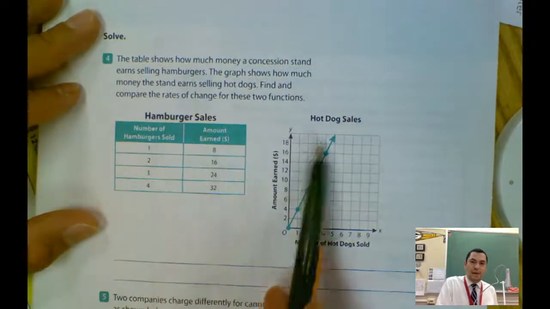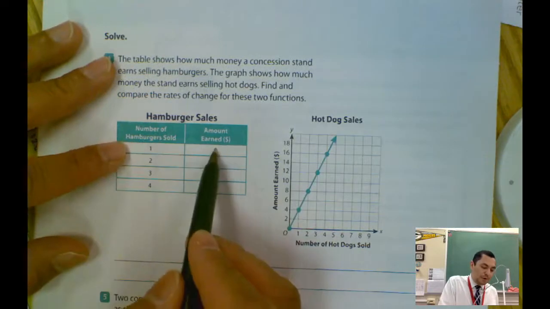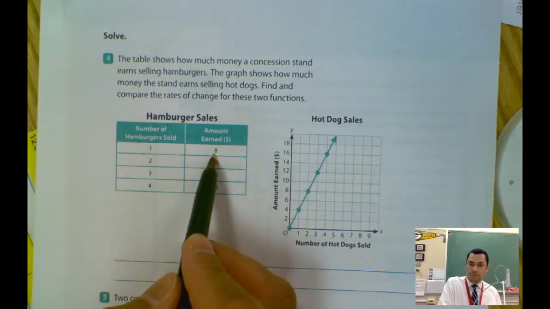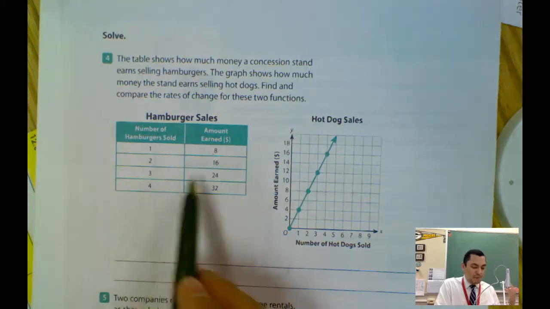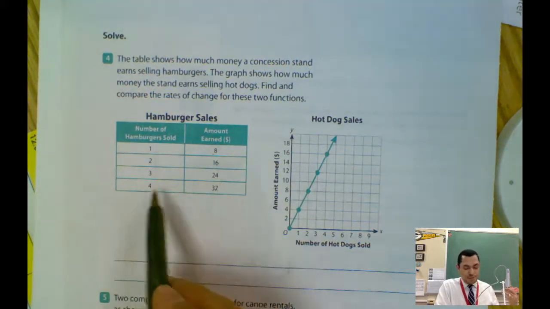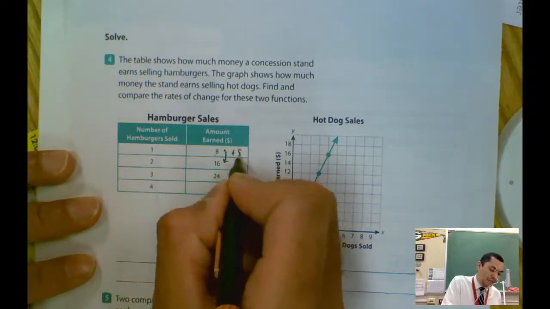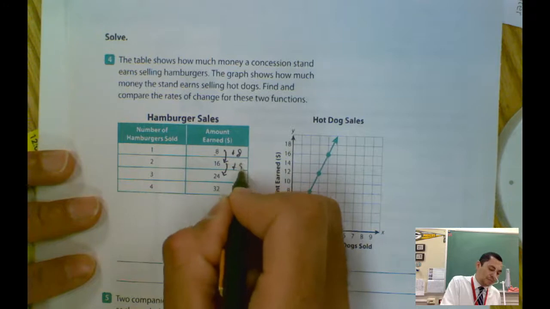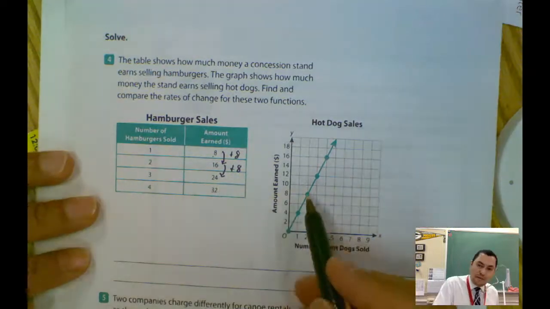So I have hamburgers and hot dogs. Number of hamburgers sold, 1 hamburger, amount $8. Okay? 2 hamburgers, 16. 3 hamburgers, 24. 4 hamburgers, 32. As we can see, it goes by 8 plus 8 and so on. Okay? So what we're going to do, in this case, let's figure out the hot dogs.